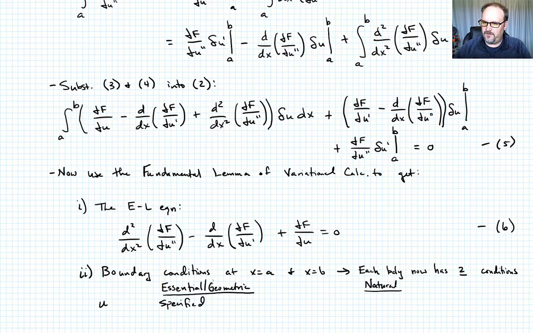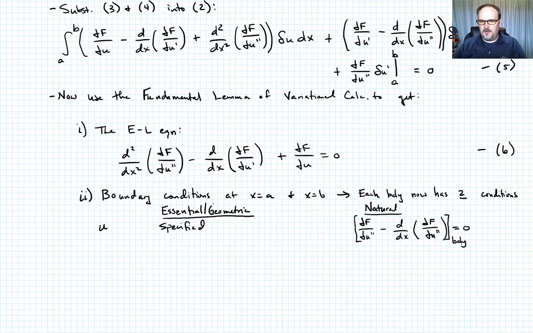So if we look up here, if u is specified, then delta u on the boundary is 0, so this term goes to 0 because delta u must be 0. But if u is not specified on the boundary, delta u need not be 0, and then this other quantity must be 0. So the natural boundary condition in this case is partial of f with respect to u prime minus d by dx of partial f with respect to u double prime. Our condition is that must equal 0 on the boundary. So maybe I'll put a bracket around there and say that this is evaluated at the boundary.